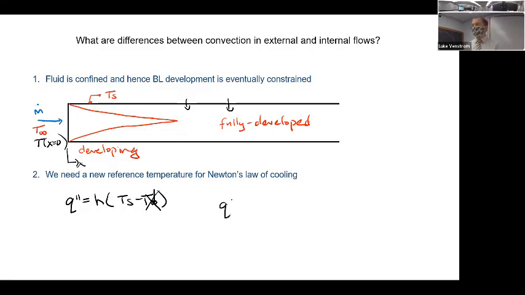We need something that we can write as h times Ts minus, what is this going to be? Like, what temperature is the right temperature to write and use in Newton's law of cooling? Right? So we'll have to address that as well. And the spoiler is that we'll use something called the mass average temperature, or the mixing cup temperature, or the mean temperature. It goes by lots of different names. And if you're in heat power lab, you've probably seen this, because you would have had to use it for the heat exchanger experiment, for sure.